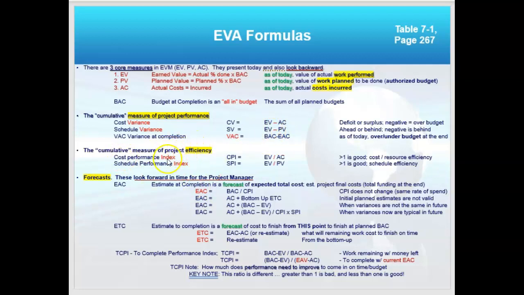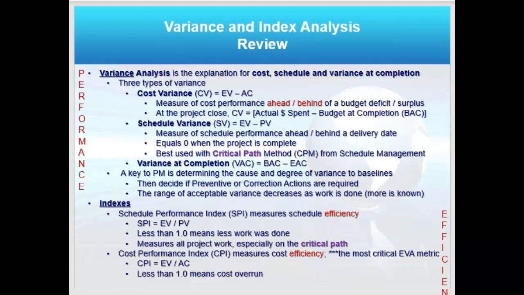And then indices or indexes also always start with earned value first, but it's division. It's an index. It's a ratio. And that's a measure of project efficiency. And then there are some forecasting formulas easily defined. That's how that breaks up, right? And so you have your variance analysis. This is another slide that just summarizes that.